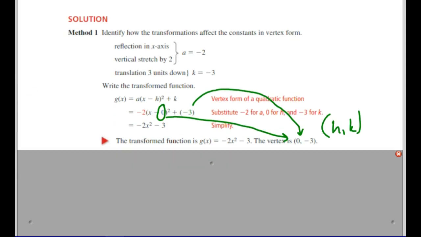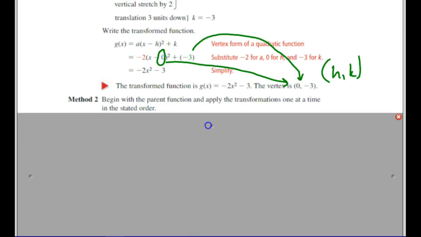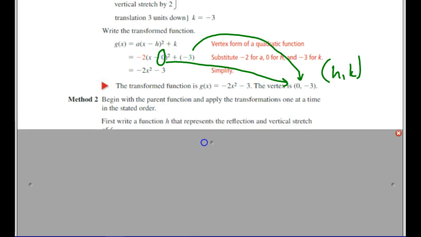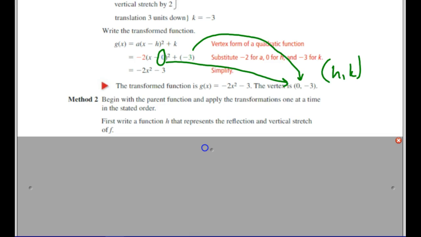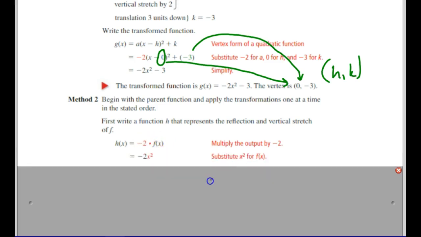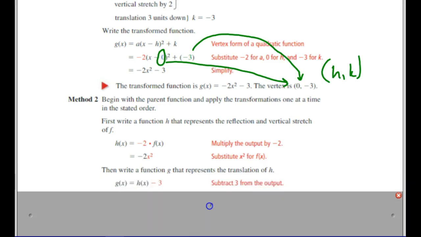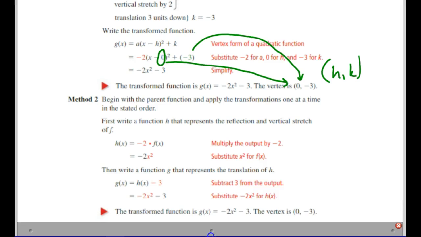That's going to help us a lot later on. There's another method we can use to do this. It does the same thing, only just a little bit different. Okay, so we're going to do the transformations one at a time. First I write my function that represents the reflection and the vertical stretch. So I know that I multiply the output times -2. So I end up with -2x squared. Now I notice that I have that vertical translation of down 3, and I can write it that way. I still am going to end up with the same vertex. For me, this first method is just easier, kind of trying to figure out what all I am doing to it, and then I can write my function from there.